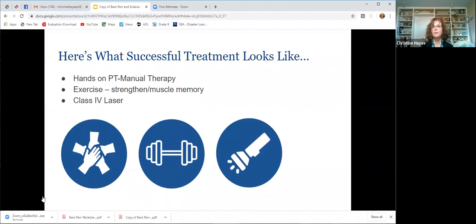So Class 4 laser, we have 2 of them in the practice. It's very different than superficial Class 3 lasers. So some of you may be familiar. You might have had a cold laser treatment in a chiropractor's office, or maybe a physical therapy practice. That is not the same. That is not deep enough. That light beam only penetrates maybe about a half inch into the body.